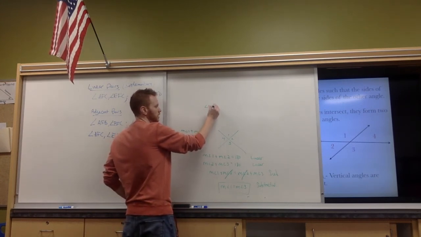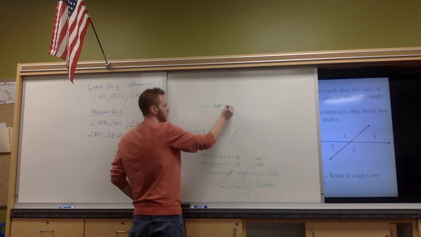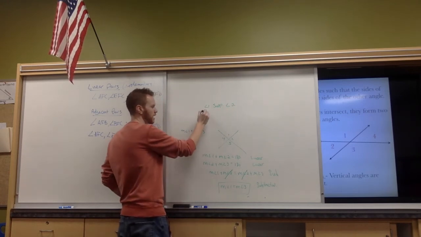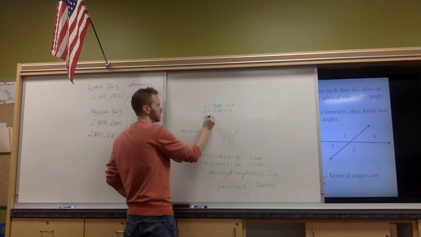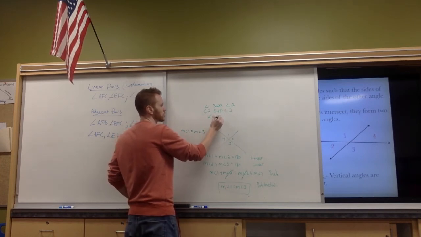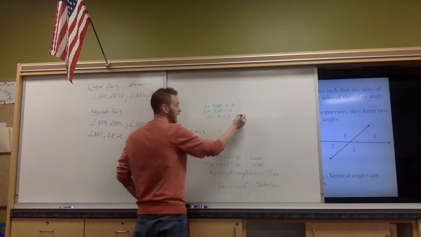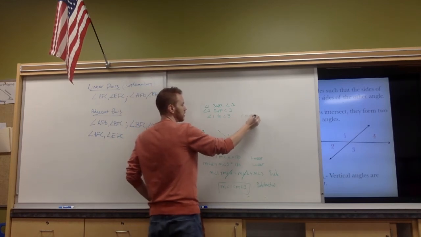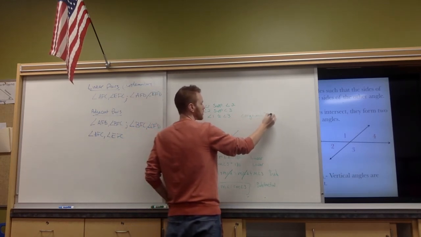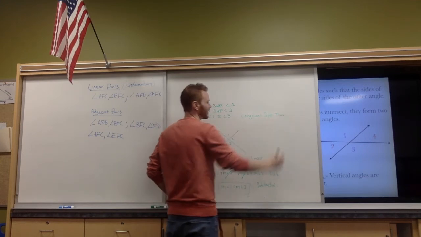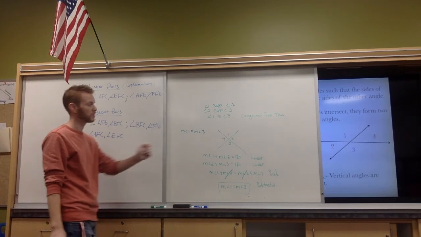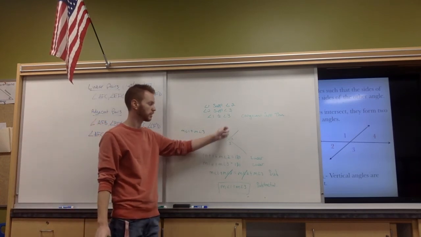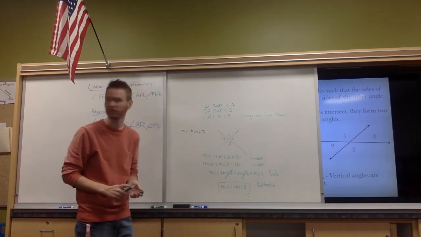Angle 1 is supplementary to angle 2, right? Angle 2 is supplementary to angle 3. So angle 1 is congruent to angle 3 by the congruent supplements theorem. The thing that I just showed you at the beginning of the lesson could be used to prove that 1 and 3, that they're vertical, are also the same measure.